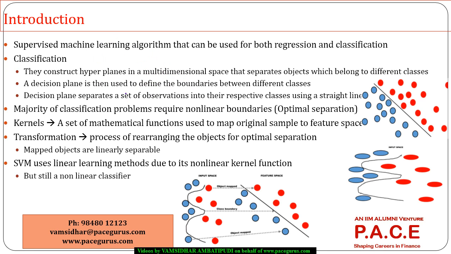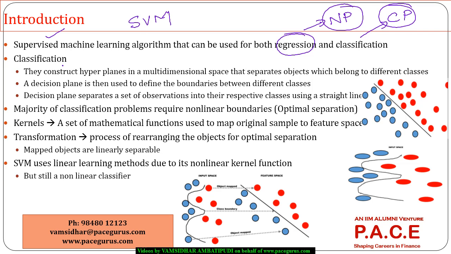Just getting started, as discussed, SVM is a part of the supervised machine learning process, and it can be used for both regression, which is numerical prediction, as well as classification, which is more categorical prediction. So I can use support vector machines for both purposes.